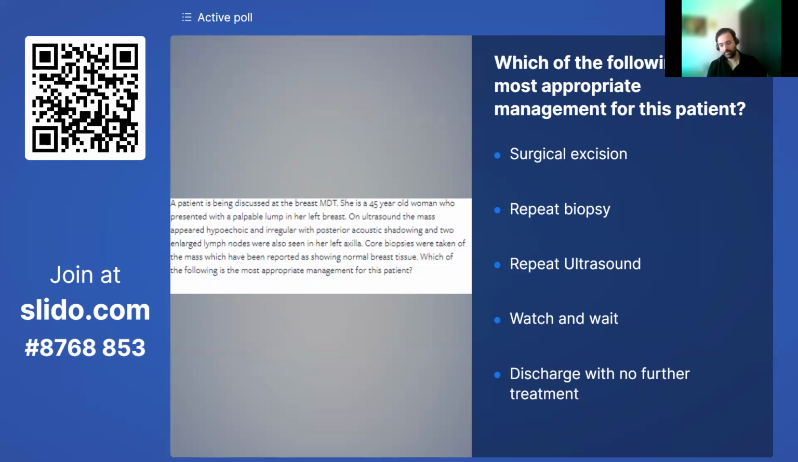What are your thoughts on this, Rebecca? Yeah, so reading this, she's a 45-year-old lady with a palpable lump, and there are concerning features in that there's an irregular mass that's seen, and enlarged lymph nodes, but she's had core biopsies which are normal. So what's the first thing that makes you think, what would you do if such a report came to you? You did the ultrasound and you said it's a BIRADS 4 or a BIRADS 5 potentially.